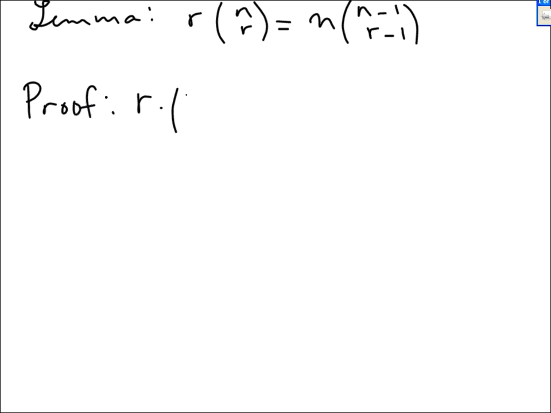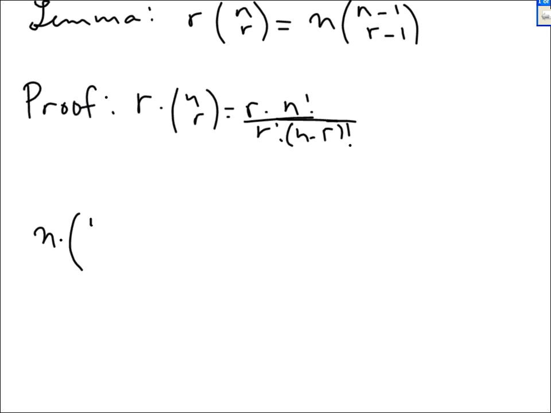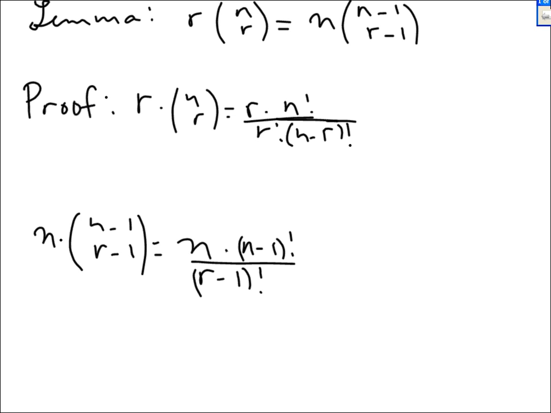R times n choose r: well, r is r, but n choose r is n factorial divided by r factorial times n minus r factorial. N times n minus 1 choose r minus 1: well, this is not n factorial, excuse me. It's n times n minus 1 factorial over r minus 1 factorial.